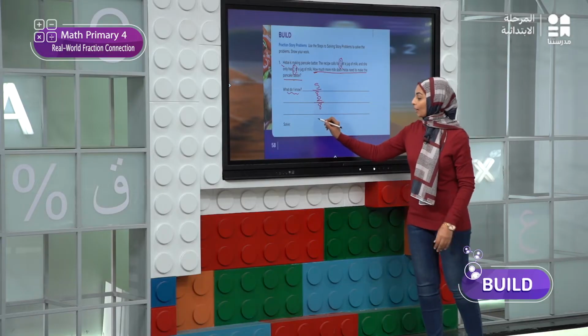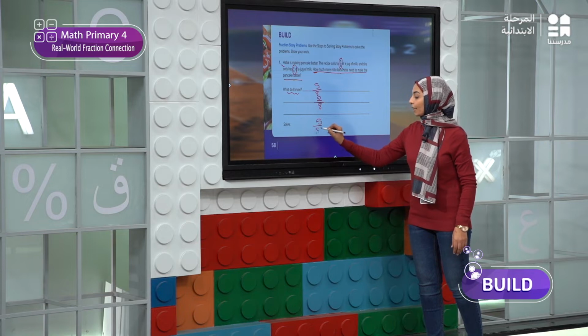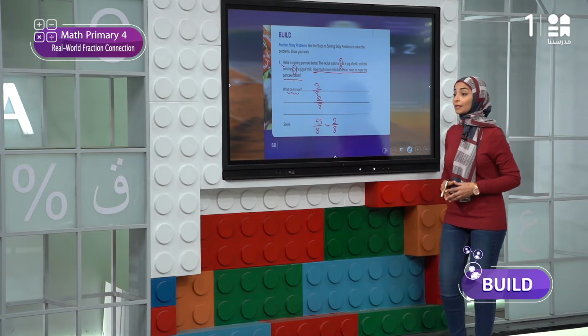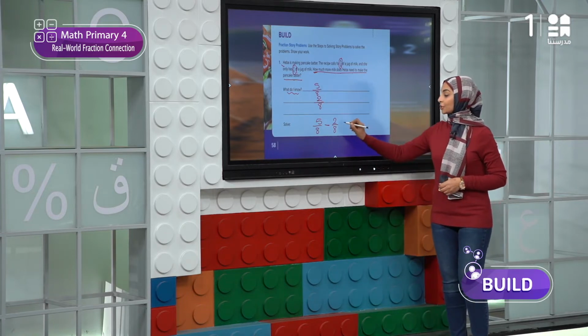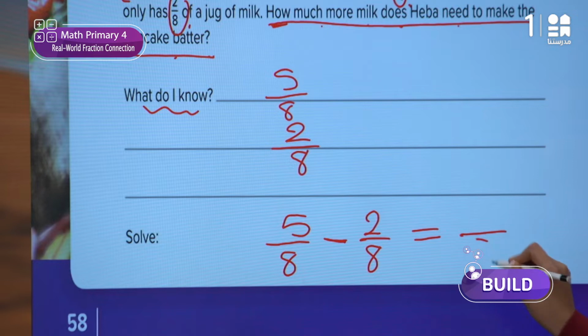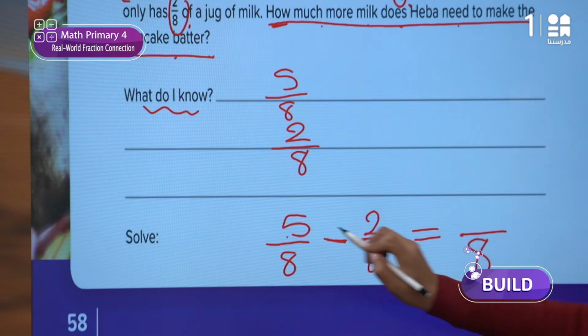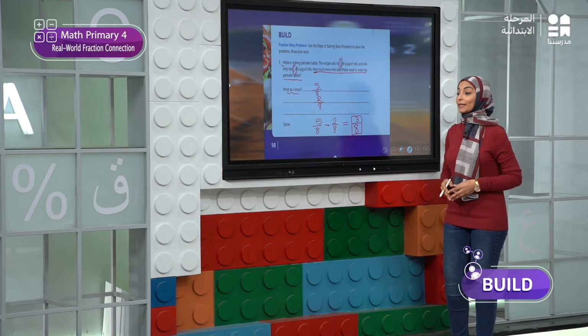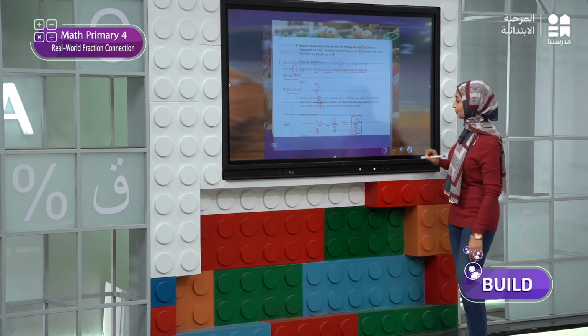I will subtract 2/8 from 5/8. So the first thing I will do is 5/8, the amount in the recipe, minus the amount Heba has, which is 2/8. So the answer will be what? Yes, I will keep the denominator as it is, and all I will do is 5 minus 2 equals 3. So Heba needs 3/8 of milk. Let's see problem number 2.